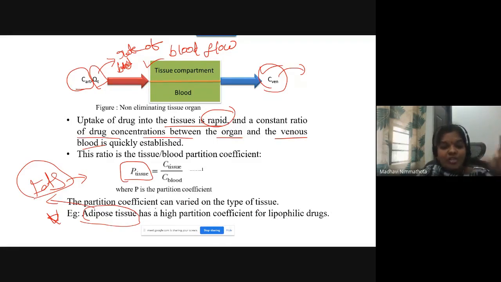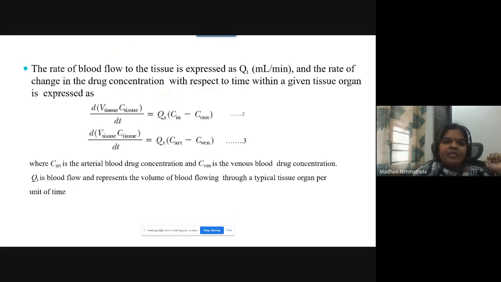So the partition coefficient can also vary with the type of the tissue. In case of other tissues, your lipophilic drugs may not get that high a partition coefficient. The only reason is that adipose tissues have some fats. These are useful to get a high partition coefficient in case of lipophilic drugs. In case of hydrophilic drugs, in the same adipose tissue, your drug has a low partition coefficient. That is the difference.